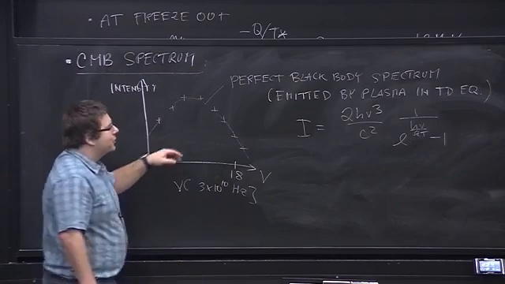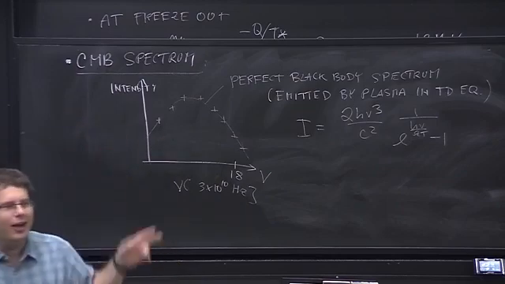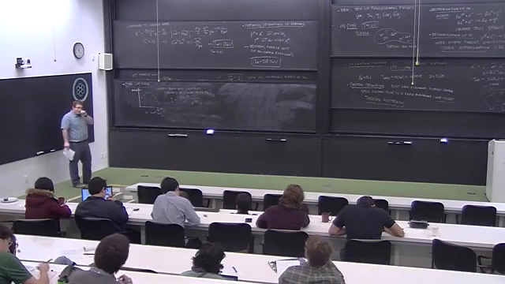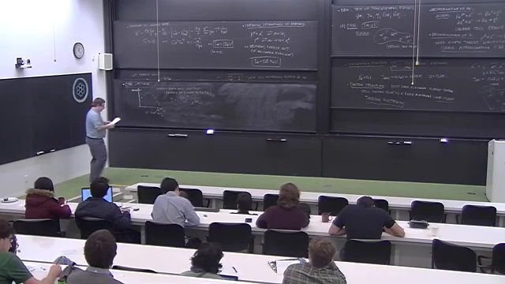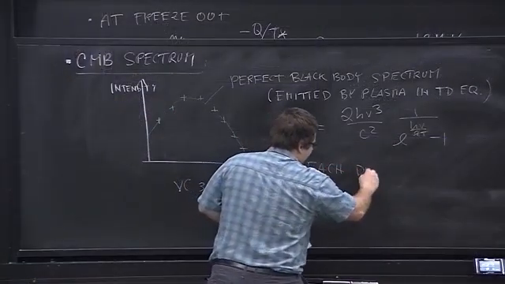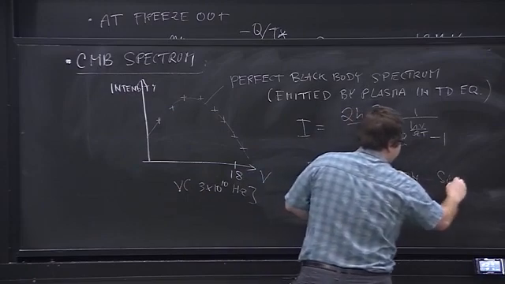So now what is very interesting is that if you look at each direction in the sky, you see this perfect black body spectrum. But the truth is that each direction has slightly different temperature.